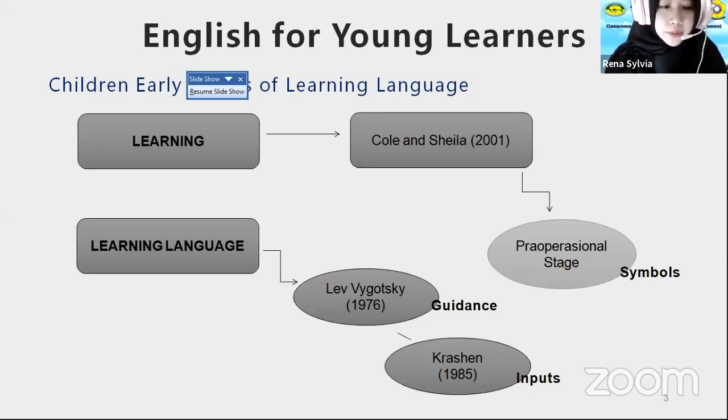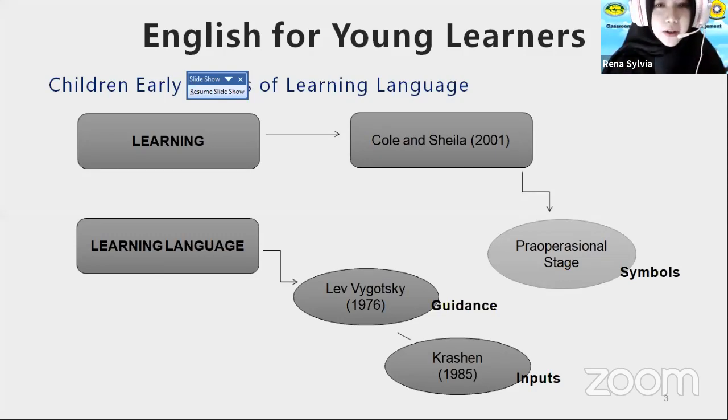The children learn things from symbols that are seen by them, or not only seen, but they can also hear with their own 5 senses. The symbols can be pictures, pieces of words. If they use their eyes, they will see the picture as the symbol. If they use their ears, they will hear the words and others. Okay, then we have to focus on learning language.